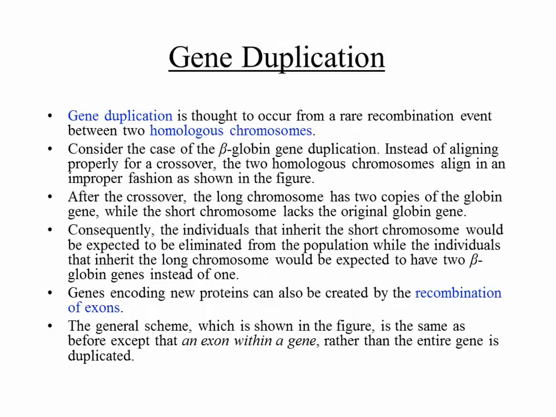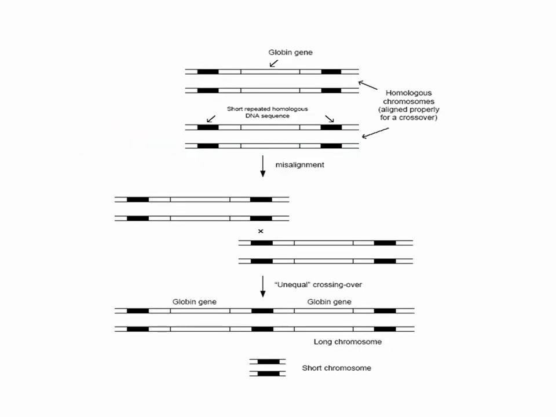How is that possible? Explaining with the picture is much easier. Suppose you have the globin gene. This is one double-stranded DNA, this is another double-stranded DNA, and this is where the globin gene resides. Normally, if there is going to be a crossover, the 2 homologous sequences line up next to each other, and there'll be a crossover, and you'll get 2 functional globin genes.